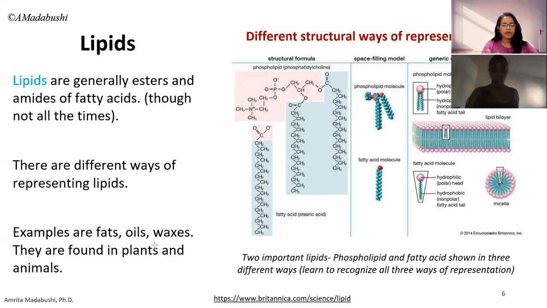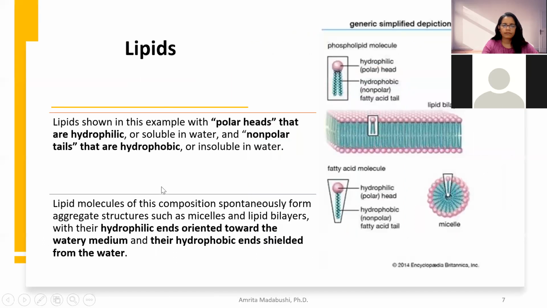So these are the examples: fats, oils, waxes. You've seen all of that. They're found in plants and animals and everything. Okay, so lipids are shown in this example with a polar head. By that, what do we mean here? We mean that lipids typically are a part of a cell membrane.